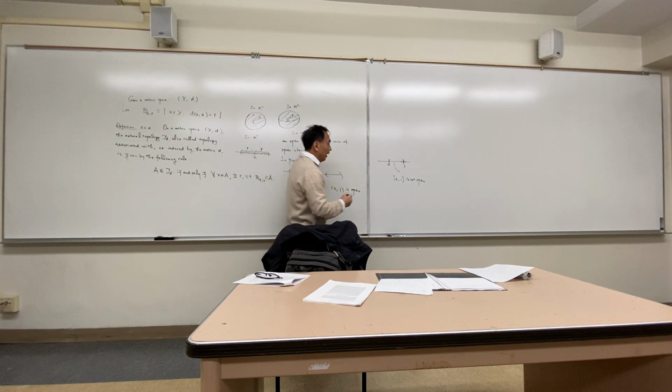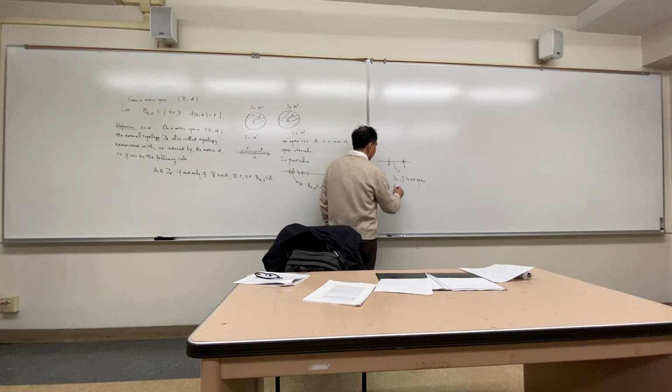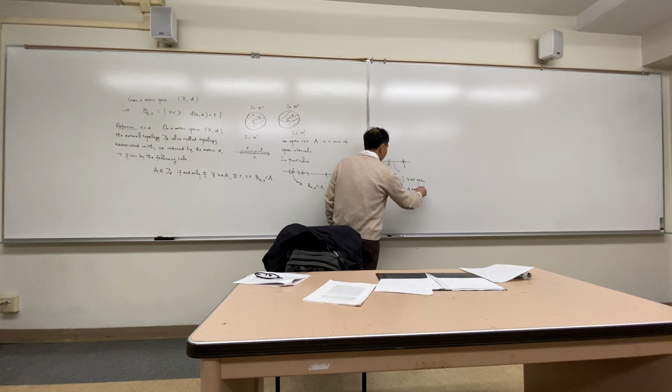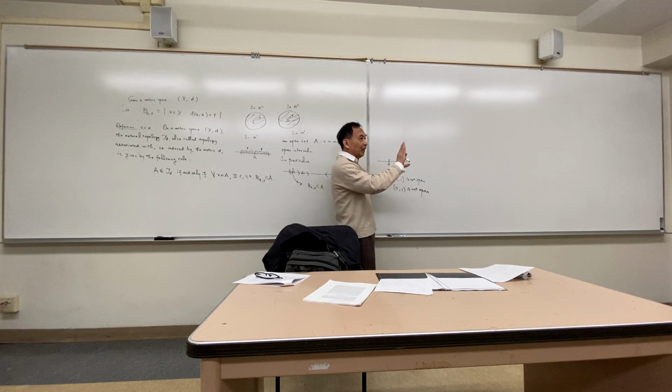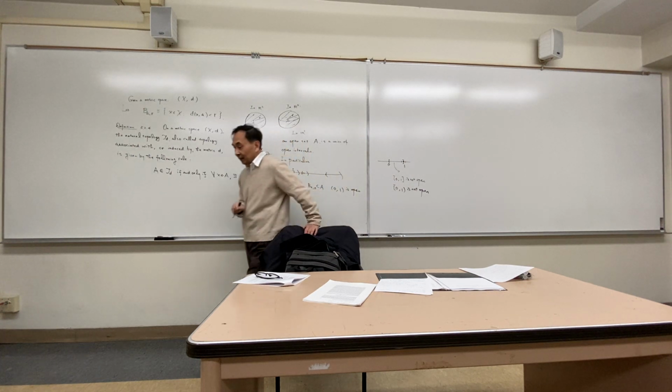And also a half open interval is not open. This is not open, not open, not open. For an open set, every point is an interior point, surrounded by points inside the set. So that is open.